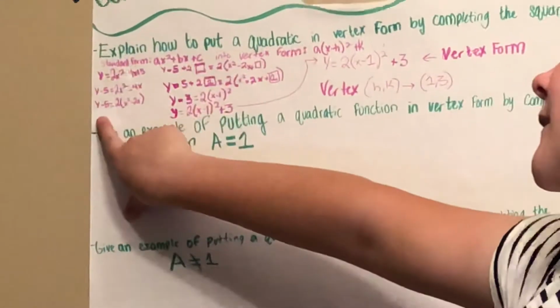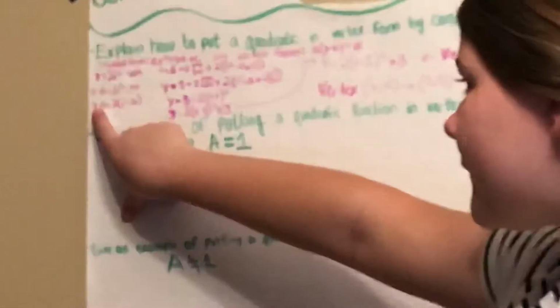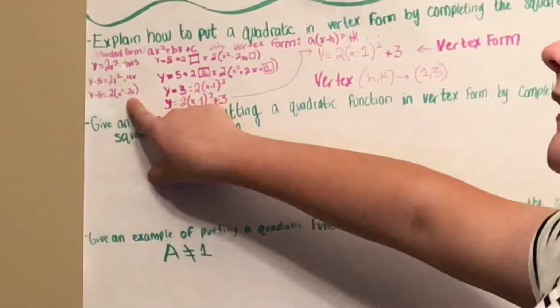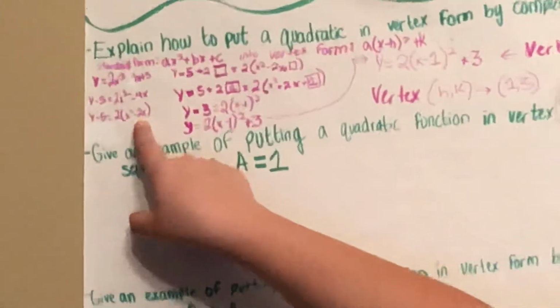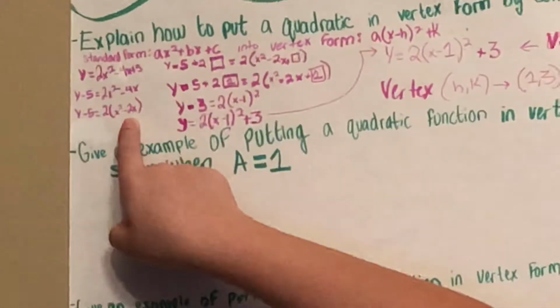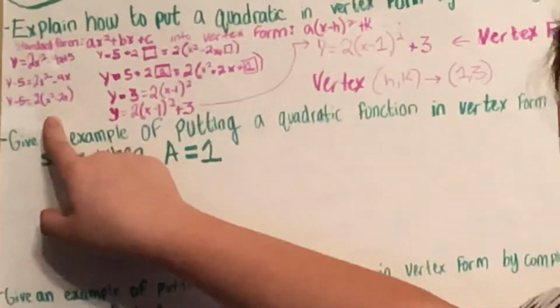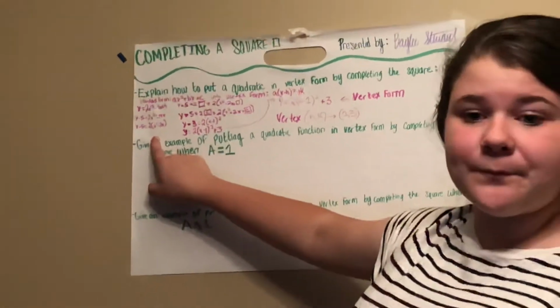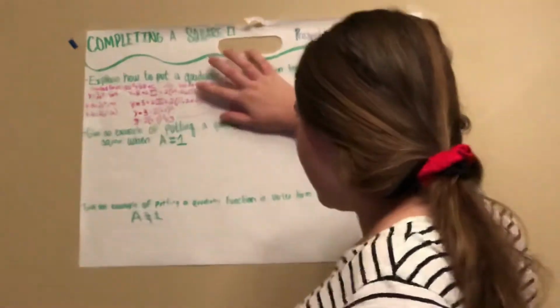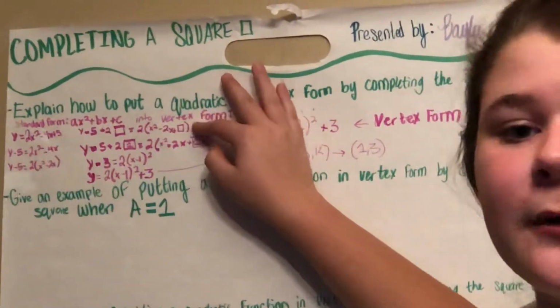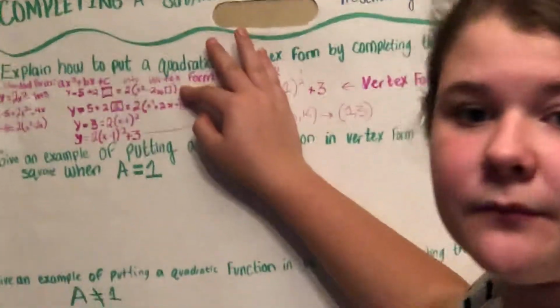Now in our next step, it says y minus 5 equals 2 times (x squared minus 2x). What we're doing here is we need a leading coefficient of 1 for completing the square, so we factor out the current leading coefficient of 2. Now you see in this next one, we have a bunch of boxes. This is where we will create our square trinomial.